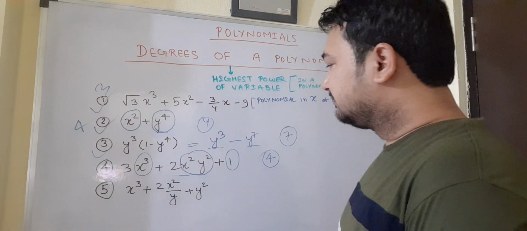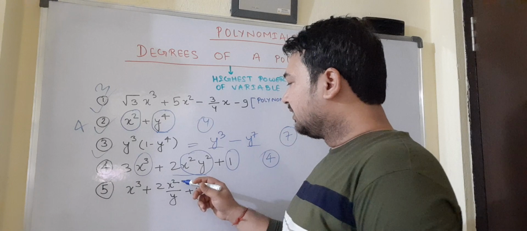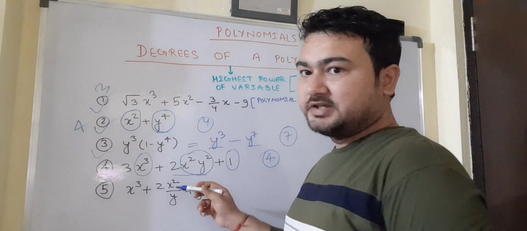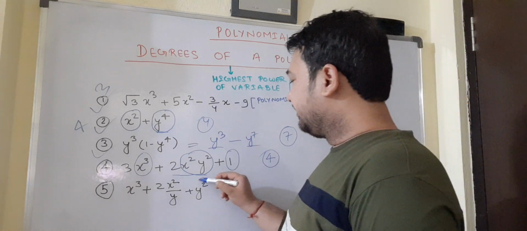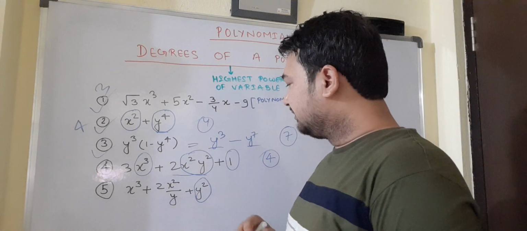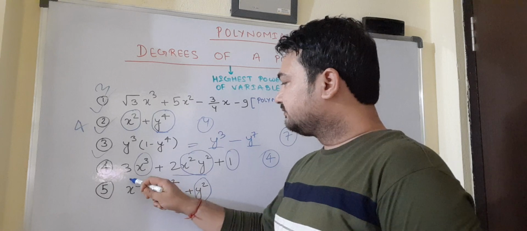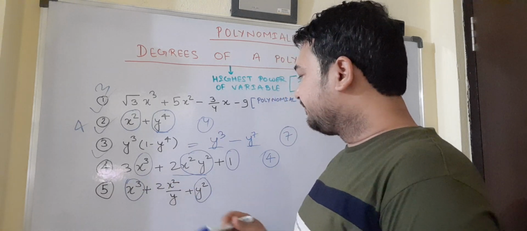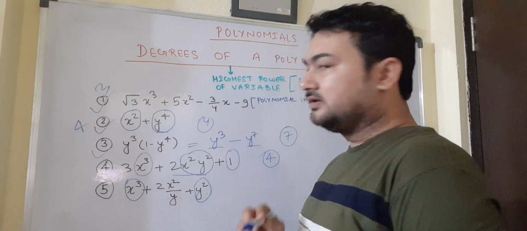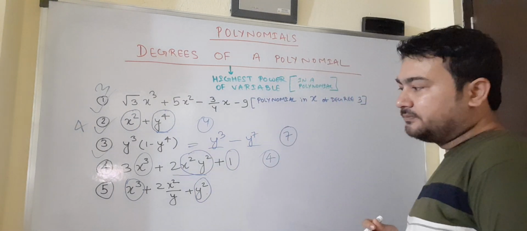Fifth one, x cube. Here you can again find two variables in the same term, and here you have one term with y square. Here it is x cube. Definitely cube is greater, so 2 is not going to be the degree.